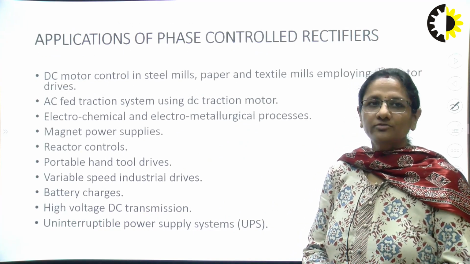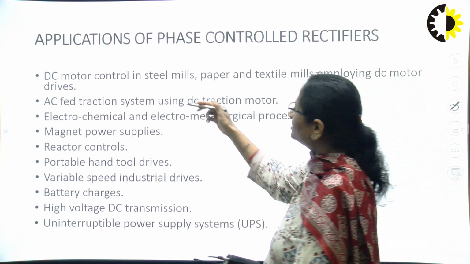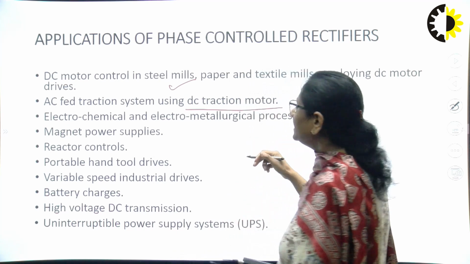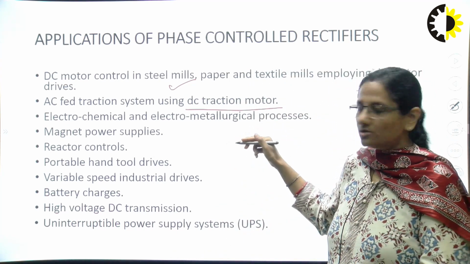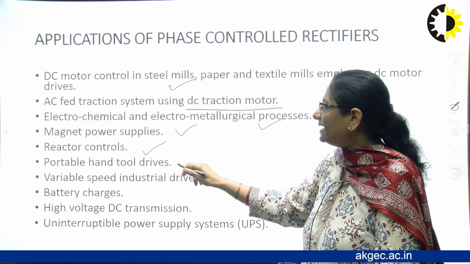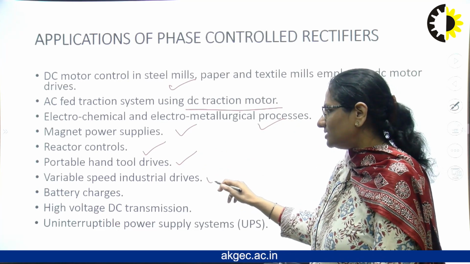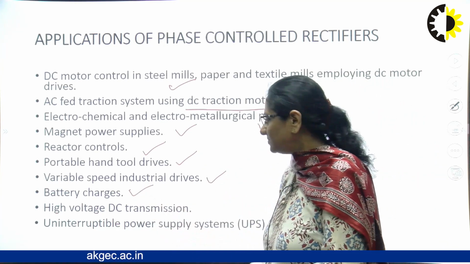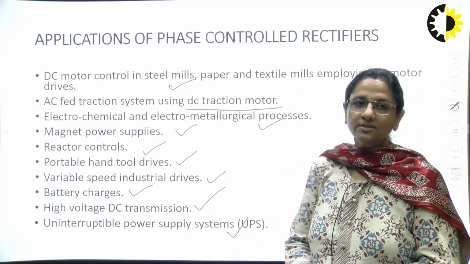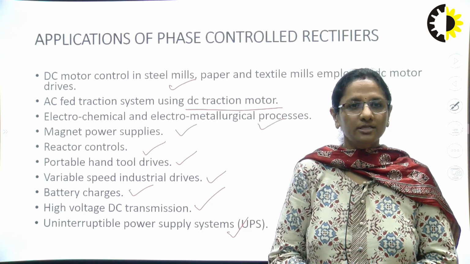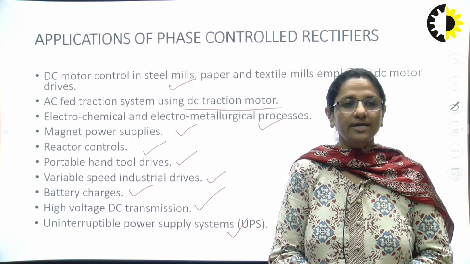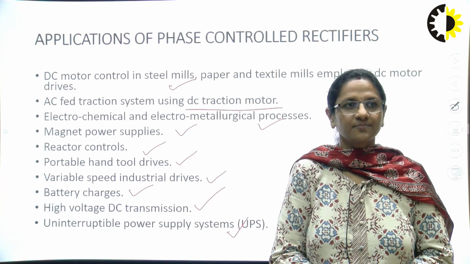Various applications of the phase control rectifiers are DC motor control, AC fed traction systems using DC traction motors, electrochemical and electrometallurgical processes, magnet power supplies, reactor controls, portable hand tool drives, variable speed industrial drives, battery charging systems, high voltage DC transmission, and UPS, that is uninterruptible power supply systems. They all require variable DC supply. So, the phase control converters find application at these places.